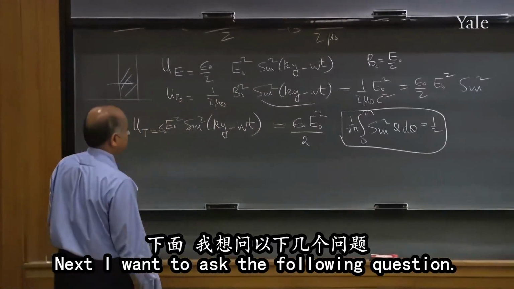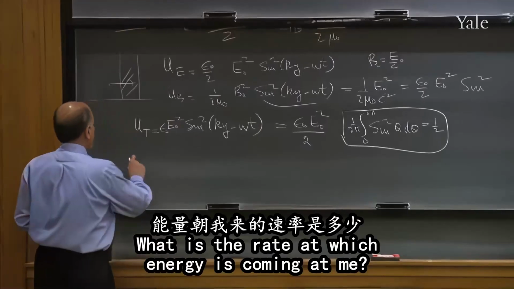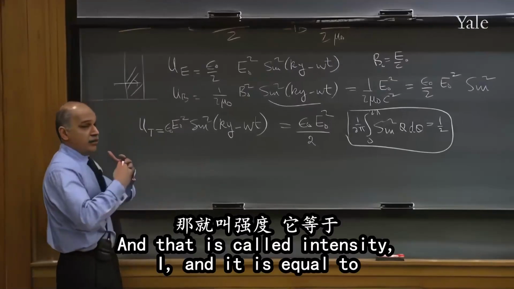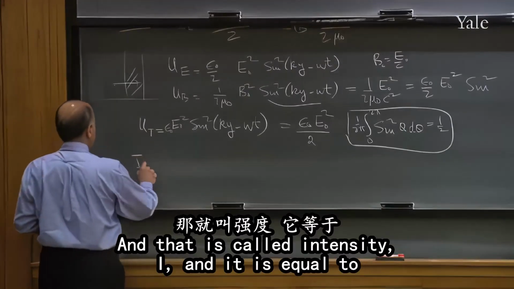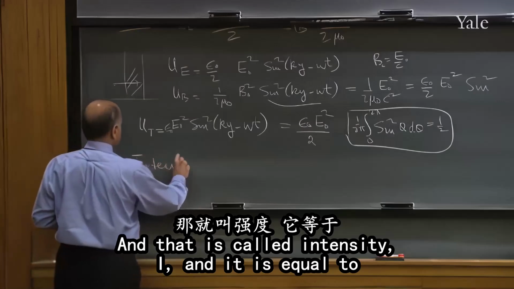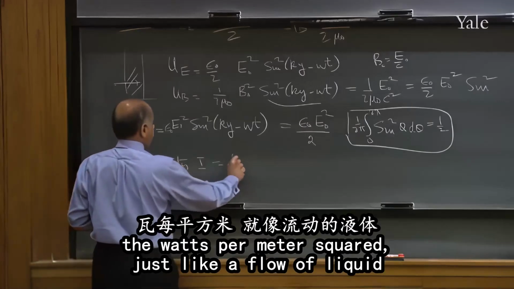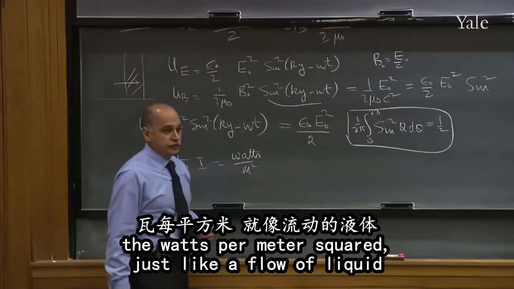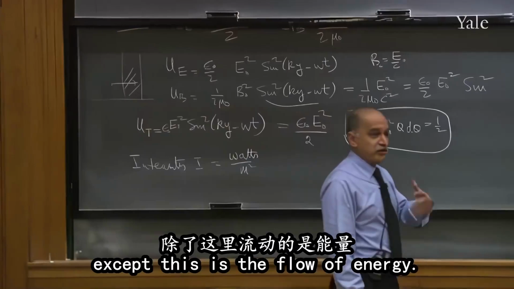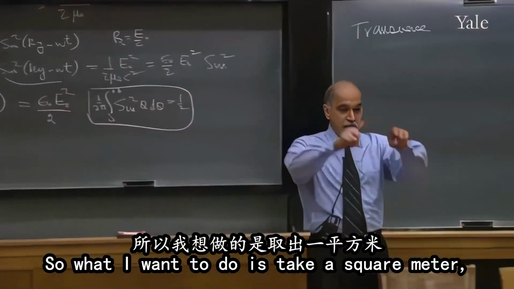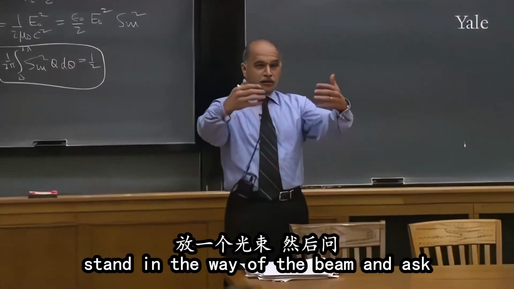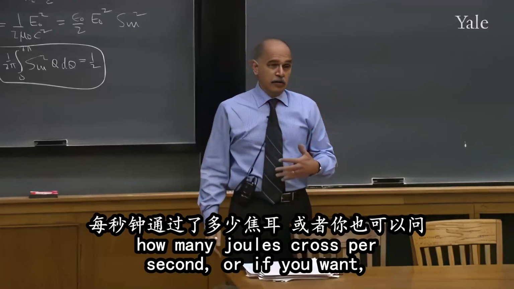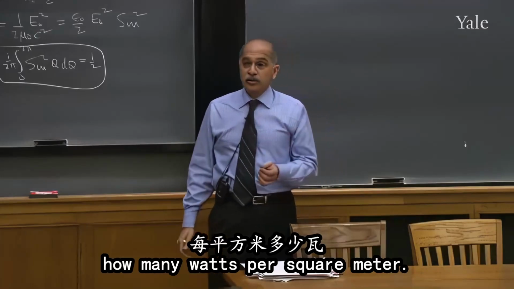Next, I want to ask the following question. What is the rate at which this energy is coming at me? That is called intensity, I, and it is equal to the watts per meter square. So it's like a flow of a liquid, except this is a flow of energy. So what I want to do is take a square meter, stand in the way of the beam, and ask how many joules cross per second? Or if you want, how many watts per square meter?